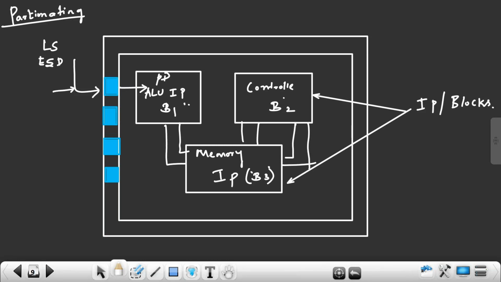No, it's not required, taking out different layers of metal. That I'll discuss in the advanced courses.